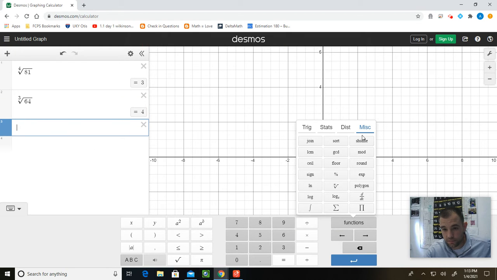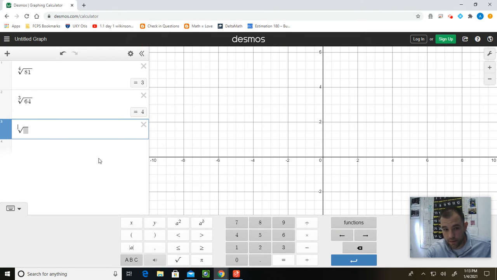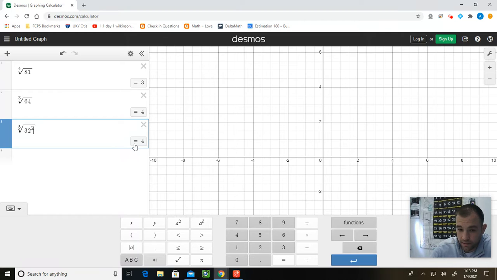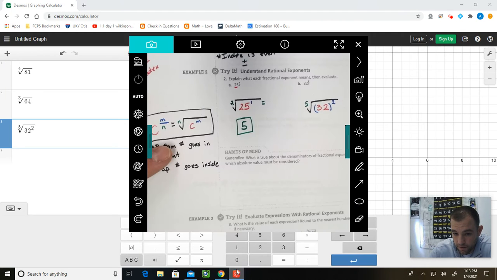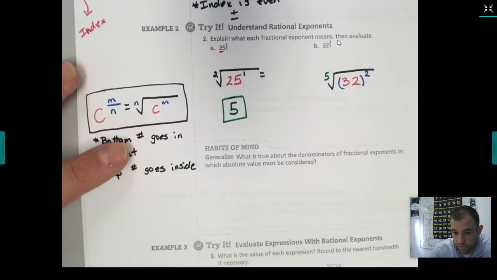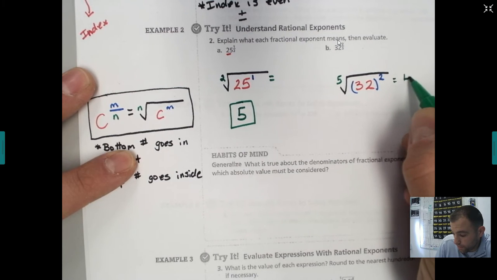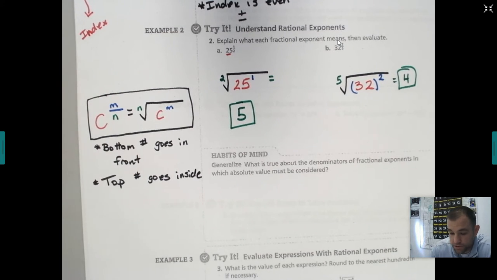So again, functions, miscellaneous, click that button. So the 5th root of 32 squared is right there, and it gave me an answer of 4. So again, it tells me exactly what I need. All right, so the 5th root of 32 squared equals 4, and we are finished.